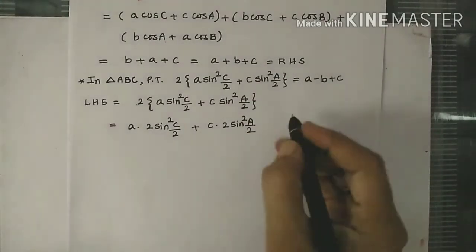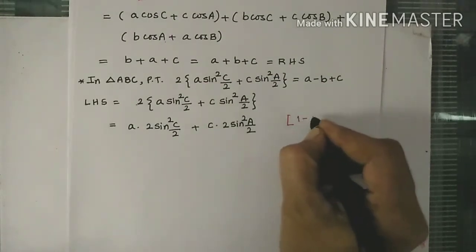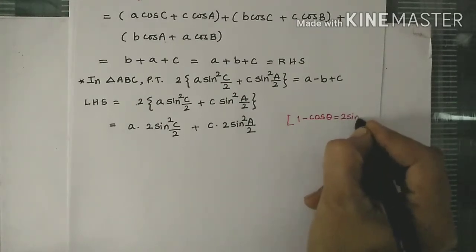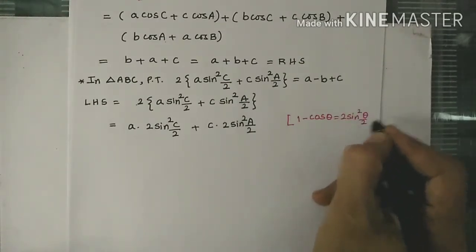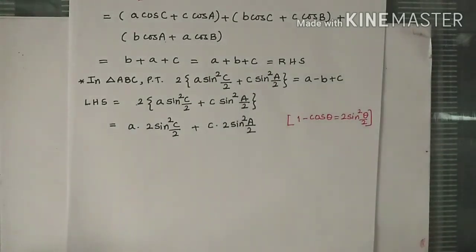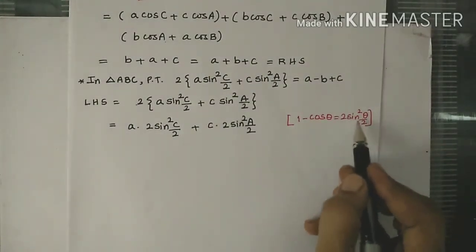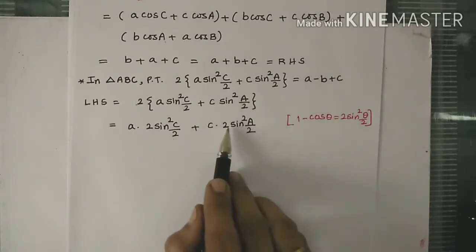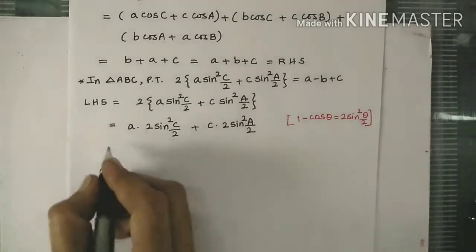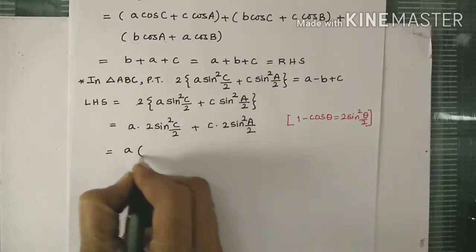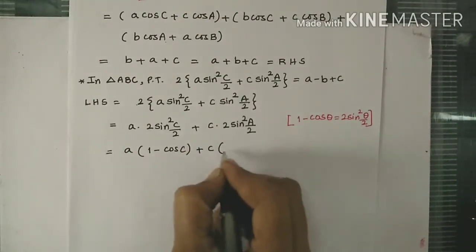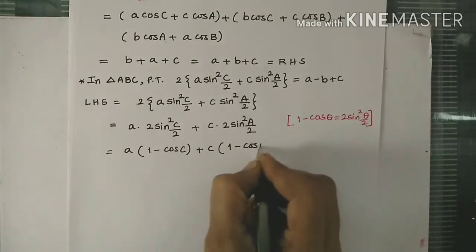Now why are we doing this? Because we have the formula 1 - cos θ = 2 sin² θ/2. So to use this formula, I am writing that 2 with sin². So 2 sin² θ/2 is 1 - cos θ. So whenever it is θ/2, we have θ here. Here we have C/2, so that will be 1 - cos C. And 2 sin² A/2 will be 1 - cos A. So a(1 - cos C) + c(1 - cos A).